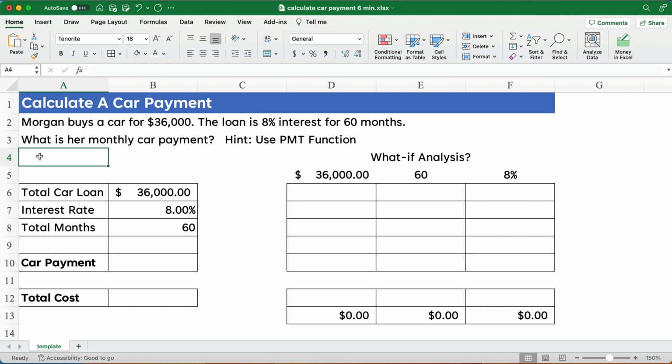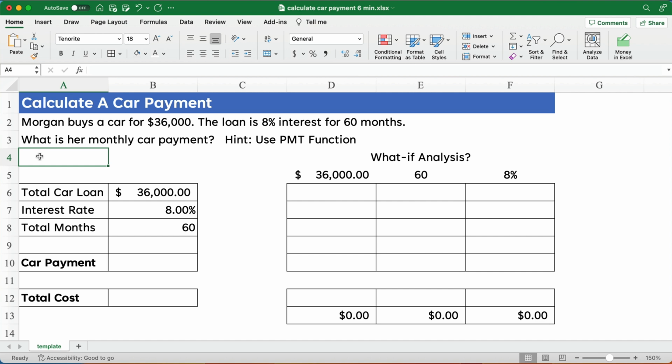Excel is excellent with interest rates and what's called time value of money. So this is a good time value of money exercise. I have a whole playlist on time value of money. I'll link to it below. Here we're going to calculate a car payment and also do some what if analysis. What if the loan is a little bit higher, lower, or whatever?